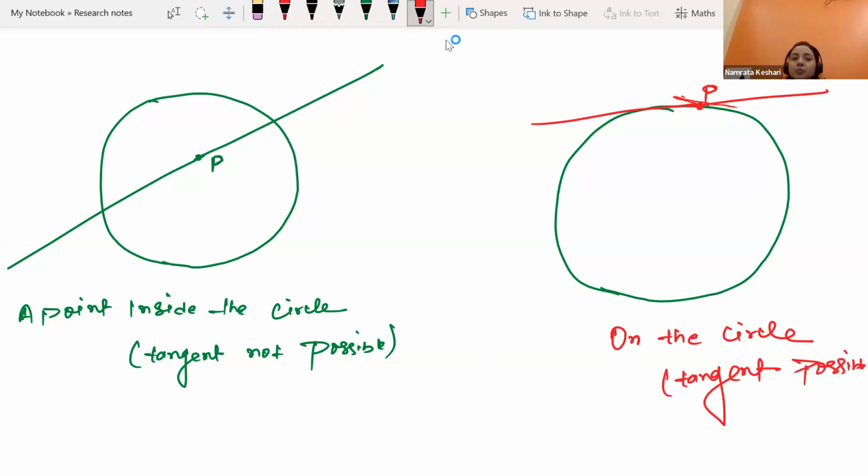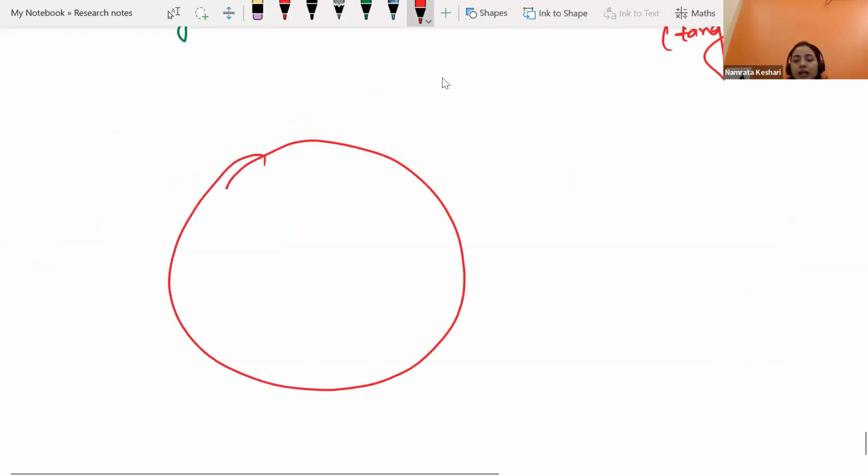Now, if I give you one point P outside the circle, how many tangents can we draw through this point? Think about it. How many tangents can we draw through this point? Let's try it.